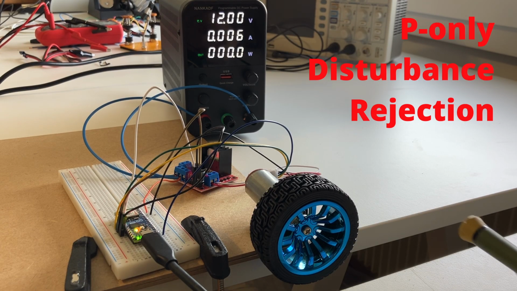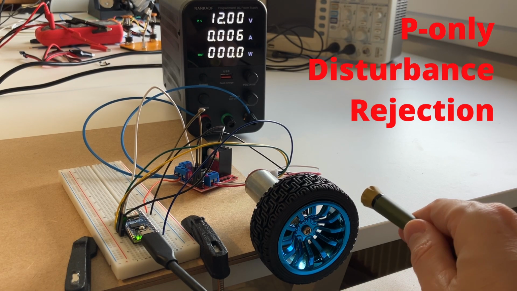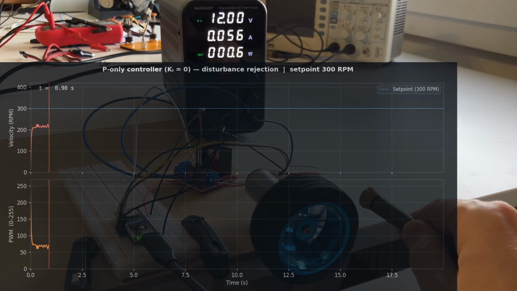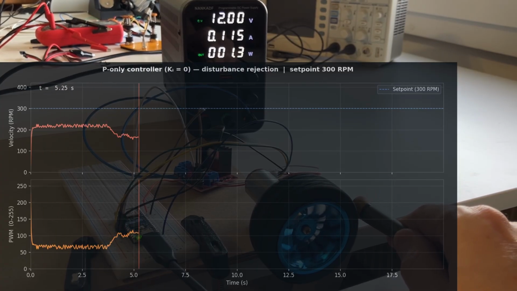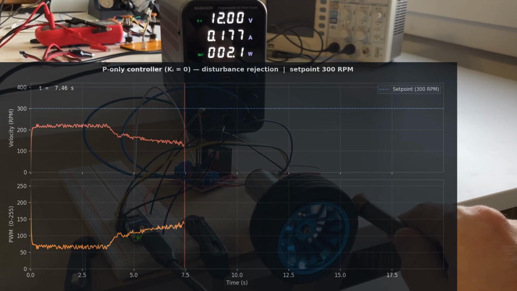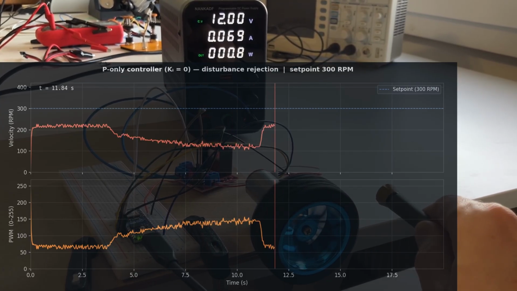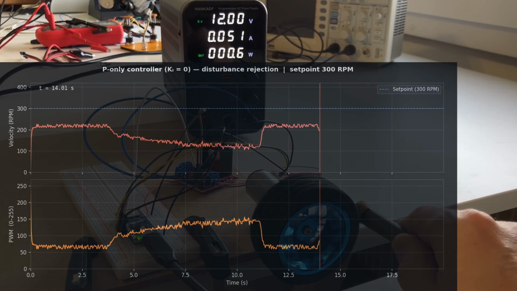Same motor, same load. With a proportional only controller, the RPM drops and settles at the lower speed and stays there. This is steady state error. A P-only controller can only push harder if the error is larger. Under constant load, it reaches an equilibrium with a permanent offset.